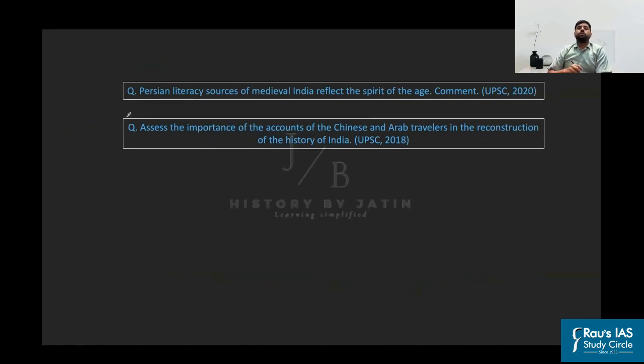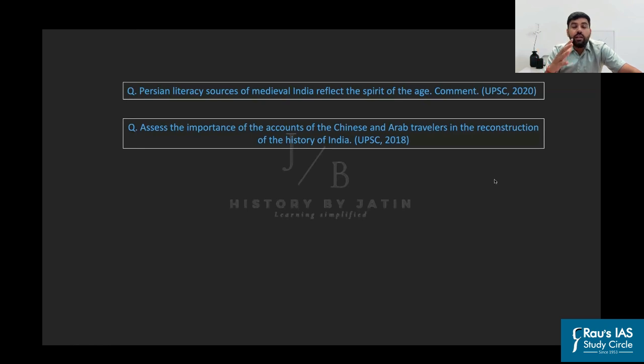Now, can you answer these two questions? Now, see, in the first question, they have asked about the Persian literary sources. It can be Arabic also. So instead of writing, let's say, Abdul Razak, you will write Ibn Battuta. That's it. They are talking about the same thing. So they can say Arabic literary sources of medieval India reflect the spirit of the age.